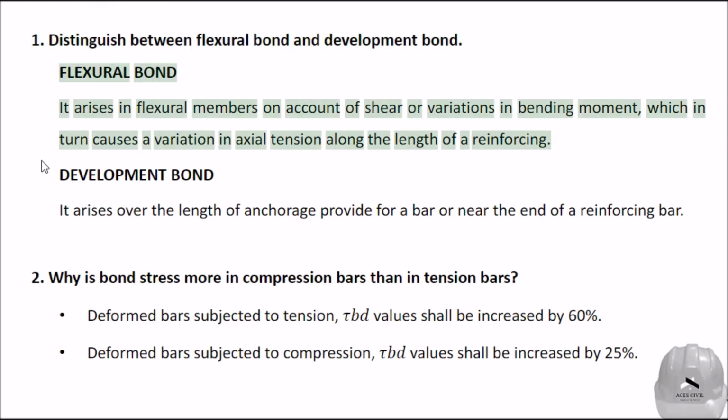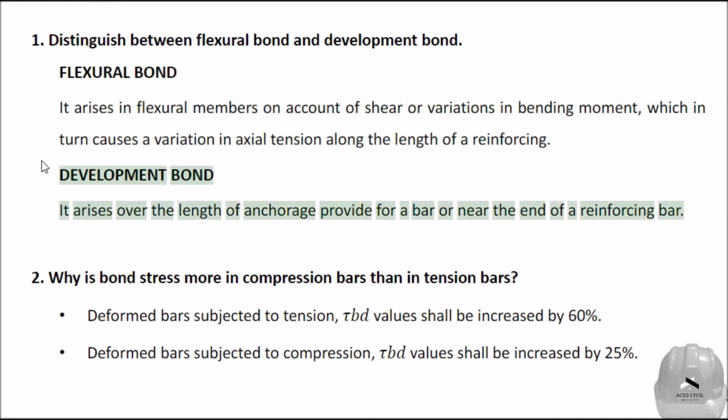Flexural bond. It arises in flexural members on account of shear or variations in bending moment, which in turn causes a variation in axial tension along the length of a reinforcing bar. Development bond. It arises over the length of anchorage provided for a bar or near the end of a reinforcing bar.